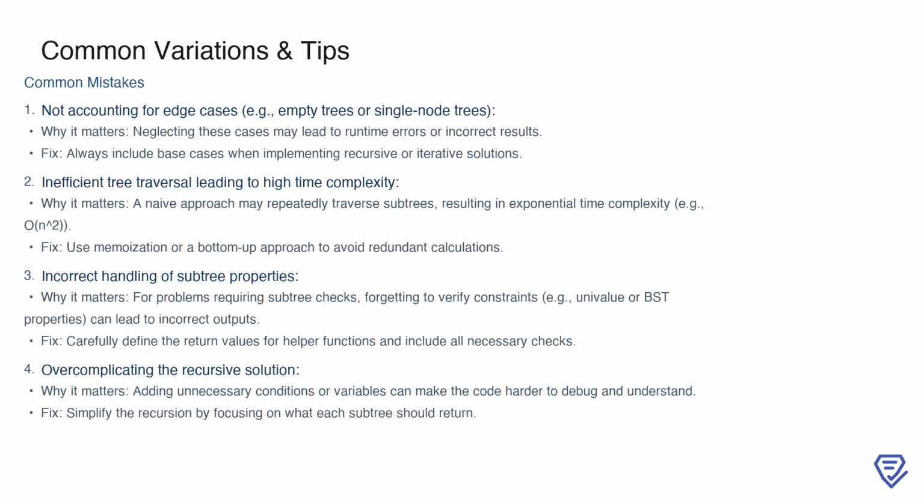Failing to do so often leads to incorrect outputs. To tackle this, make sure your helper functions return clear and complete information about the subtree. Lastly, overcomplicating the recursive solution is another pitfall. If you add unnecessary conditions or variables, your code becomes harder to understand and debug. Simplify your recursion by focusing on what each subtree should return and avoid introducing excessive complexity.